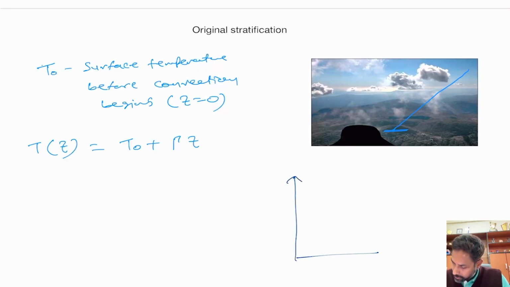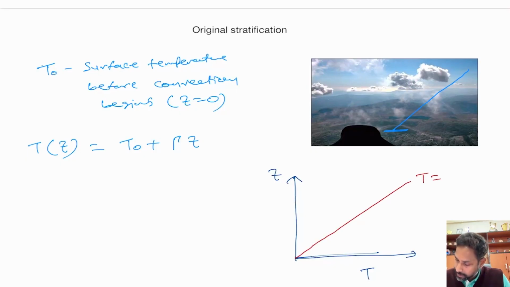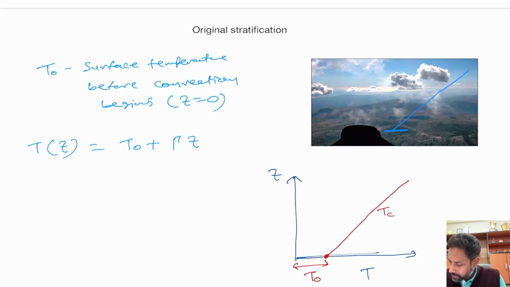if you consider this to be Z axis and this to be temperature, your temperature will slowly rise. So this is your, or in other words we can say, temperature will go from this point onwards, where this can be considered as T naught and this will be T naught plus gamma Z. Okay, the way Z rises, and then you can find the slope for this line, right? Okay, so this is the original condition before heating starts or before convection starts.